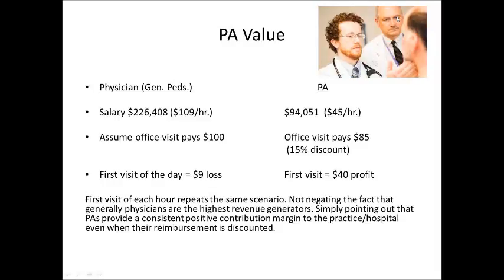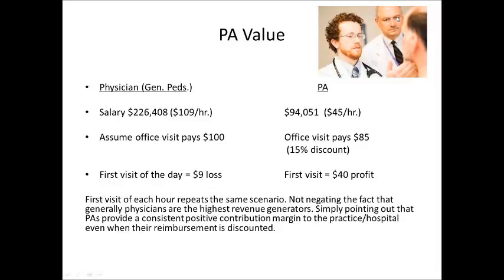Here's an example of PA value that may help resonate and bring home this point. We're looking at a general pediatric physician who was earning a salary of about $226,000. If you take the average number of hours worked in a given year, for this case we'll use 2,080 hours, we realize that that physician's cost is worth $109 per hour. We take a similar PA in pediatrics who's earning a salary of $94,000, and that equates to an approximate cost of $45 per hour.